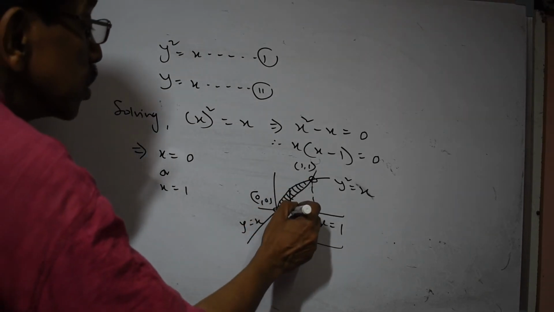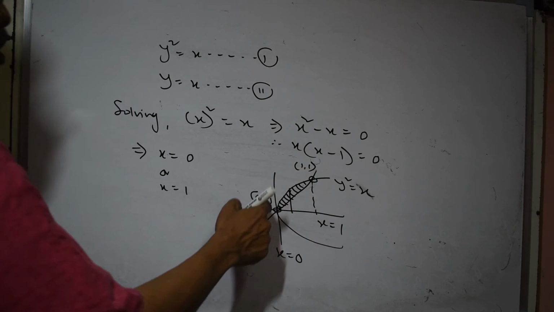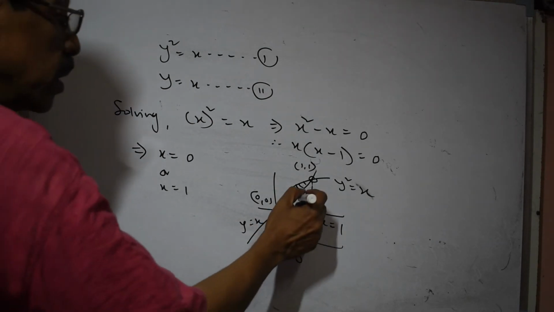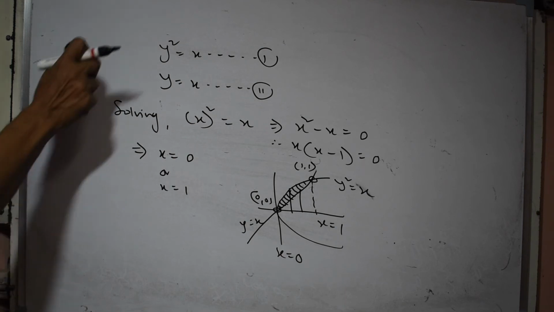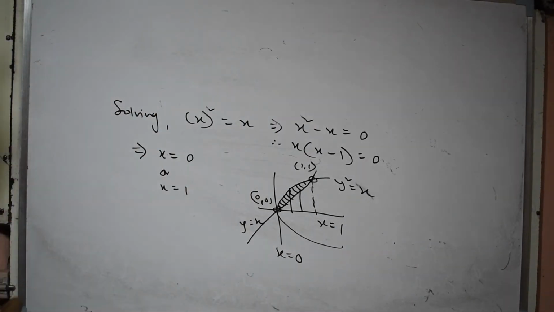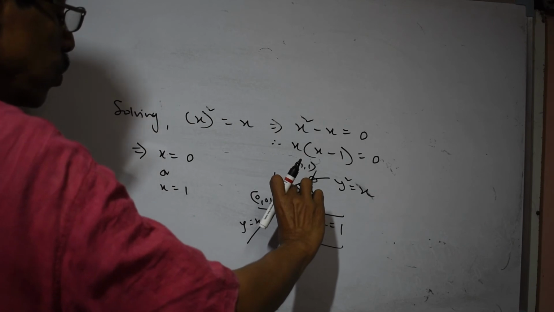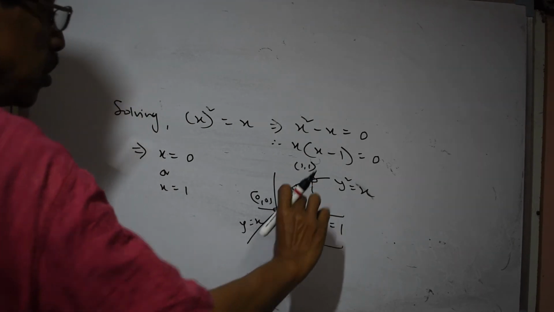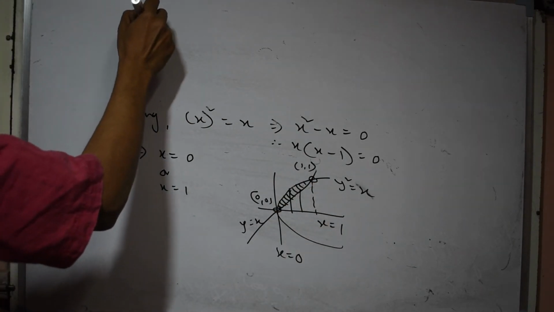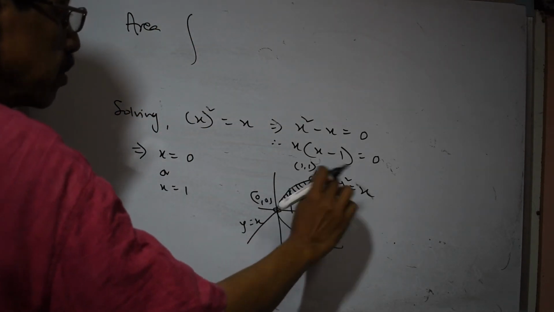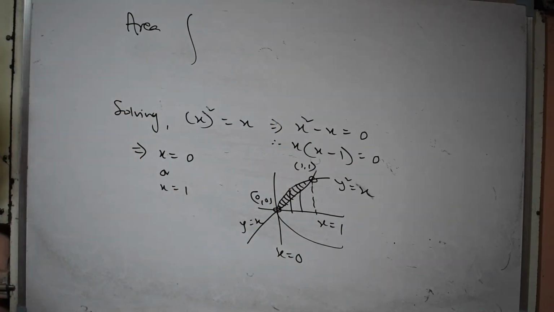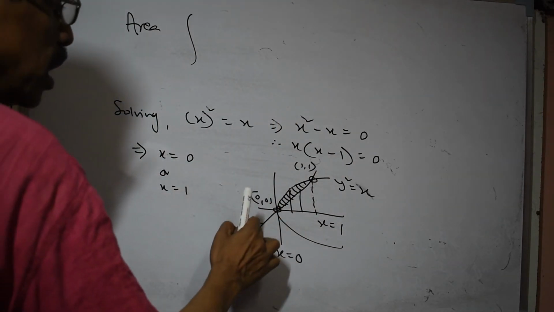Two equations are having this. This is the y square is equal to x curve, and this is y is equal to x. So we will subtract these two and integrate from 0 to 1, the area in between the two. This is from 0, y square is equal to x, and this is from y is equal to x. So if you take the area, it will be the difference of the two. y is equal to root over x, because y square is equal to x means y is equal to root over x, and this is y is equal to x.